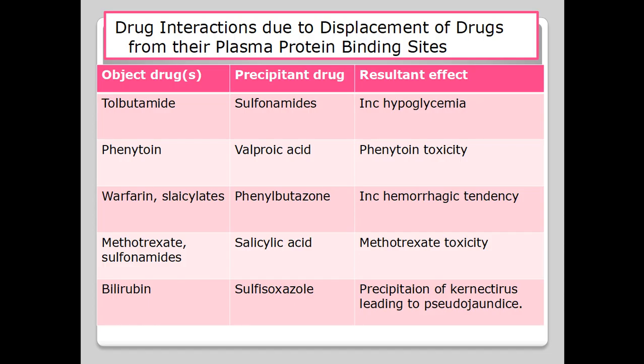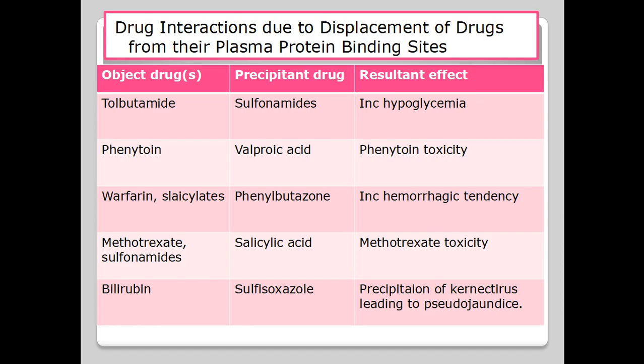Similarly, phenytoin, when given along with valproic acid, will become a free drug in the body due to displacement by valproic acid, and phenytoin toxicity will take place. Warfarin, salicylates, when given along with phenylbutazone, lead to increased hemorrhagic tendency, because warfarin becomes free in the body, and warfarin toxicity leads to bleeding and hemorrhage.